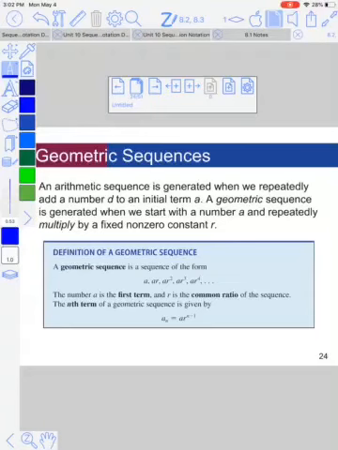All right, here we go. Geometric sequences. I'm going to show you how to sum up part of these as well.